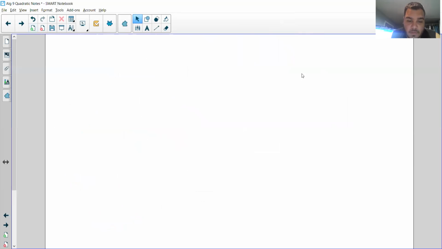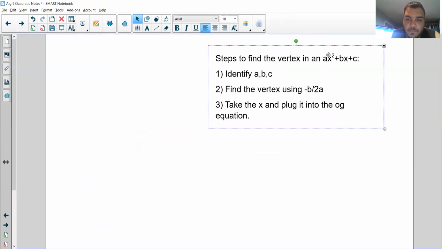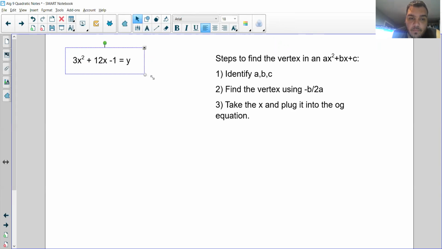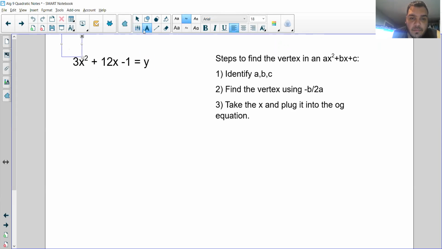All right. I'll repost the instructions here. Let's do another example. I'll type it out. 3x squared plus 12x minus 1 equals y. And here, all I want you to do is find the vertex. That's all I want you to do today.